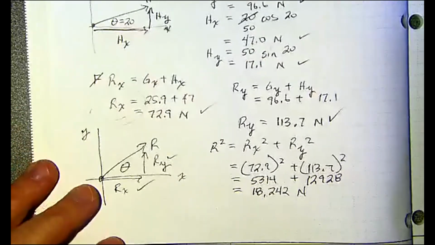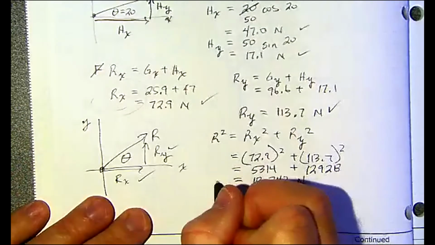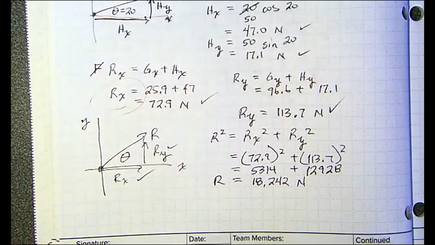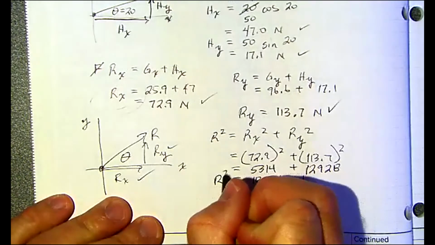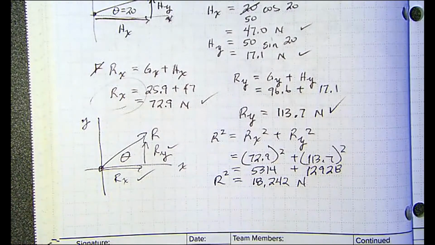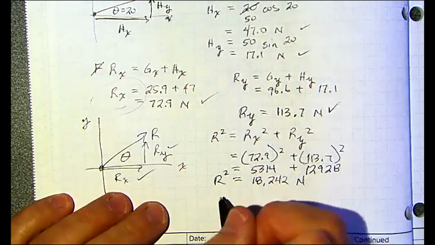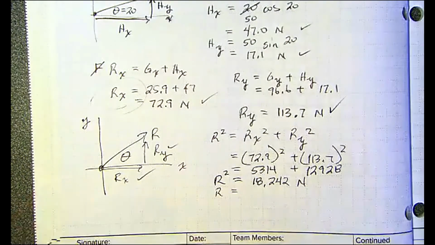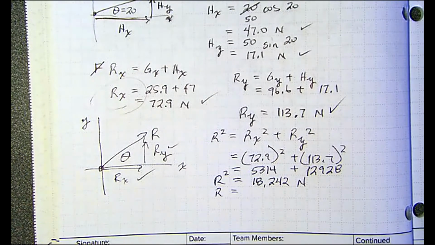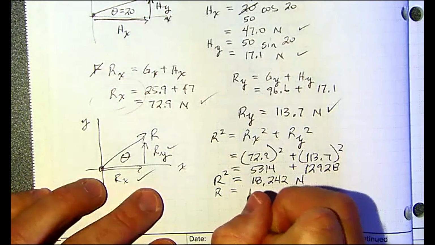So when I add these together, guess what I get? The resultant of the two vectors. Oh my gosh. That's not true. I get the square of the resultant. See, almost made an error, Jess. And so to get R without the squared, I have to square root it. And so I'm going to do that. 18,242 square rooted, and I get 135.